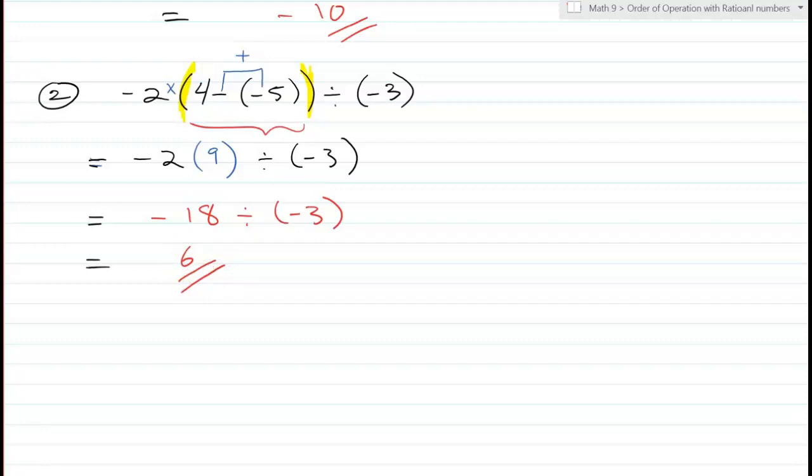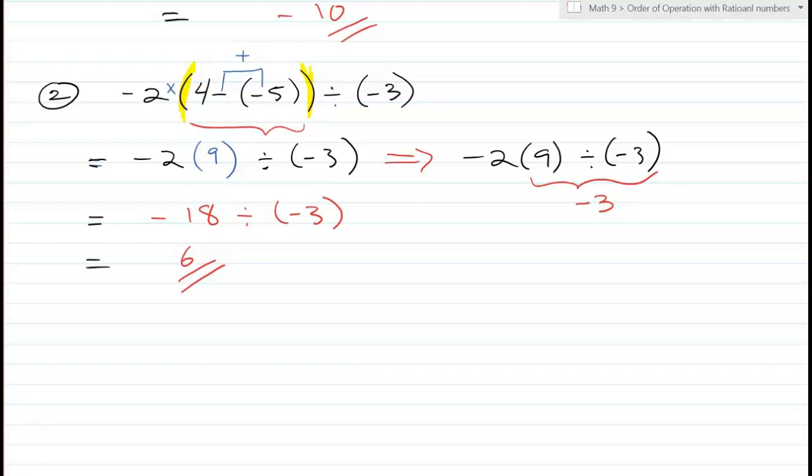Great. So let's actually look at this part right here, and let's do the division first. I want to show you that if you do the division first, then multiplication, that's not going to make a difference. Okay, so we do have negative 2 times 9 divided by negative 3. So let's do this first. Let's do the 9 divided by negative 3 first. So 9 divided by negative 3, the answer will be negative 3.